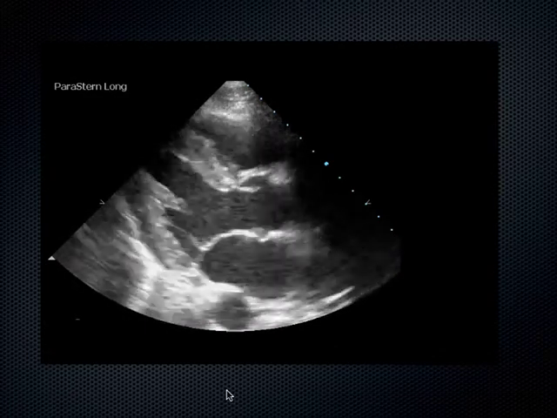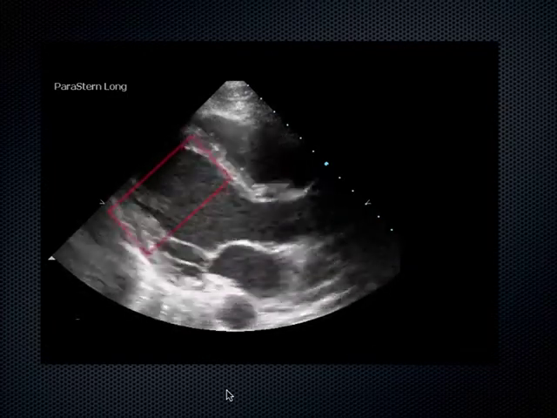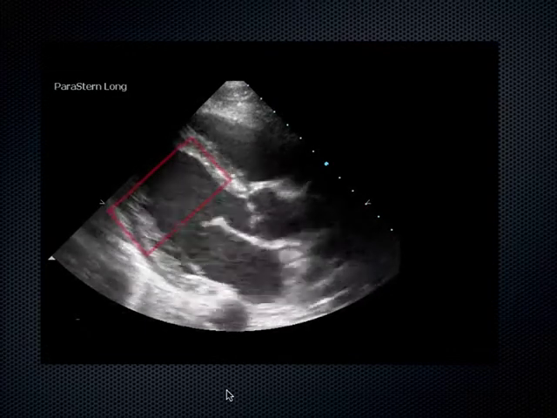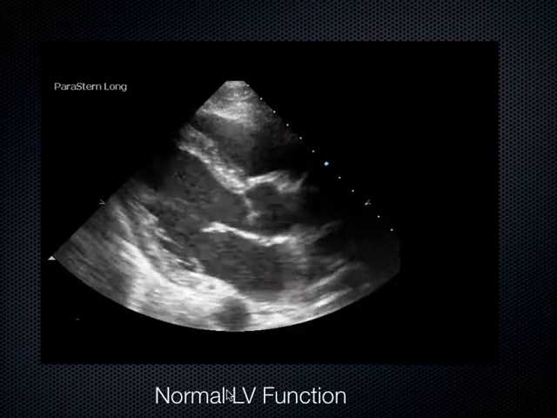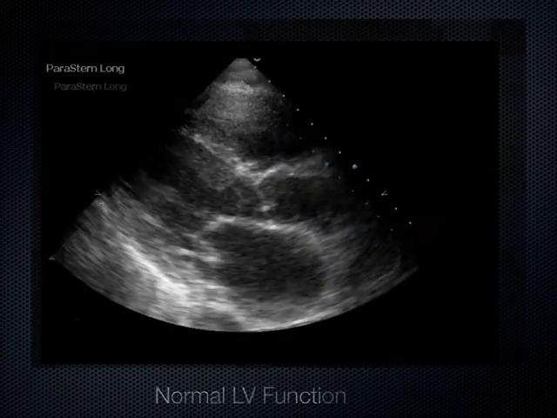Here's the other thing we look at back here. What do you guys think? Yeah, it's contracting. There's good squeeze there. And this is indeed a normal LV functioning heart right here. Okay? Now, how about this one?